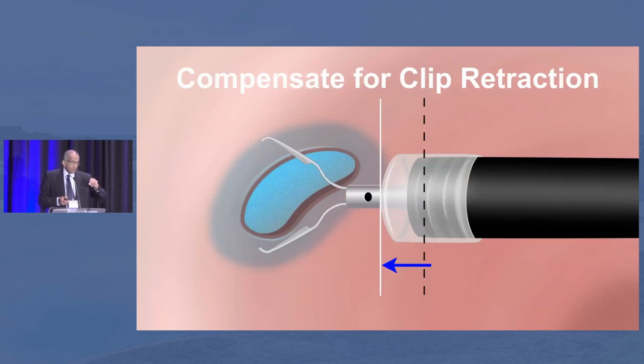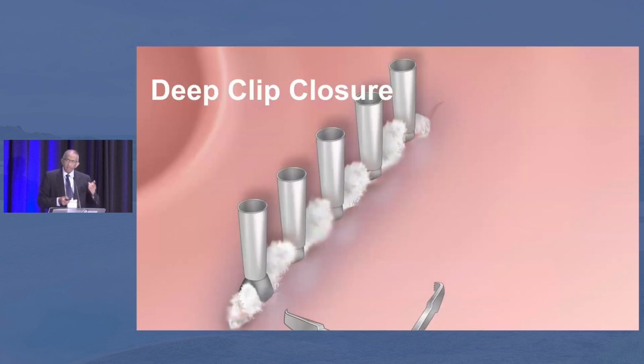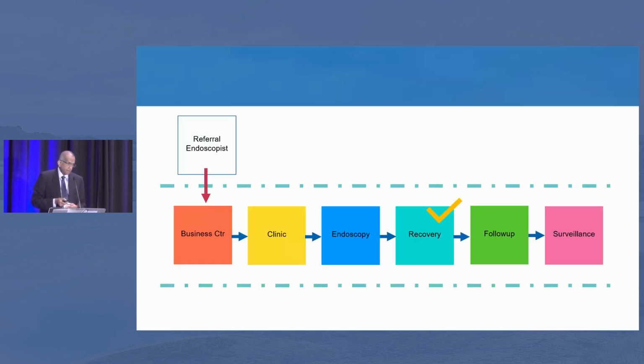You have to compensate by either moving the scope forwards or pushing the clip forwards, with your assistant closing the clip slowly to allow you to make that movement to achieve a deep closure. And that deep closure will secure your closure.